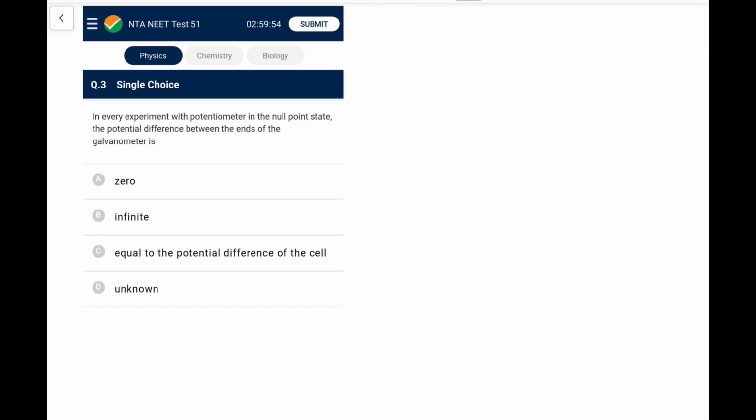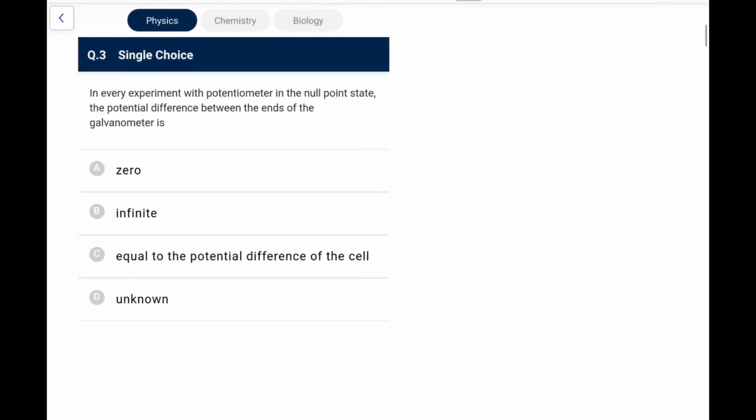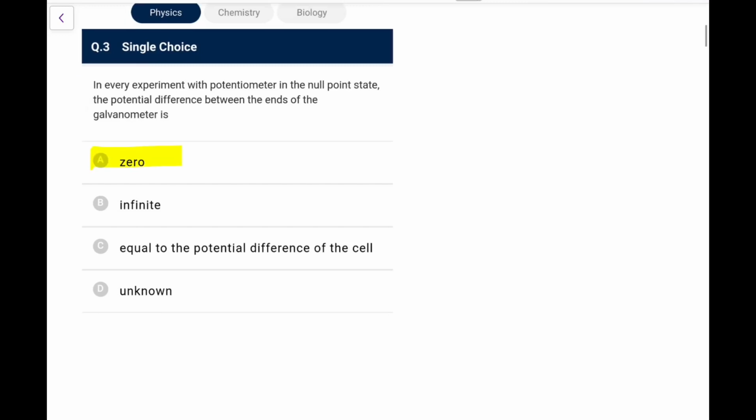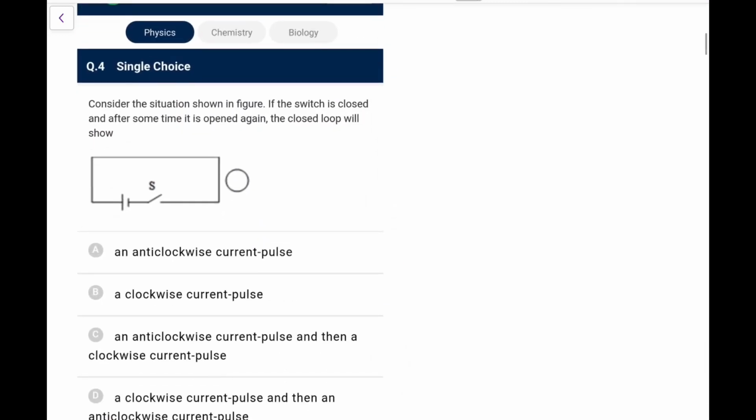Next one. In an experiment with a potentiometer in the null point state, the potential difference between the ends of the galvanometer at the null point. You know it is balanced, so it is 0. No point in guessing. It's an easy one.